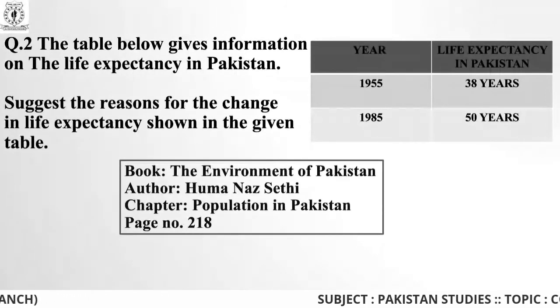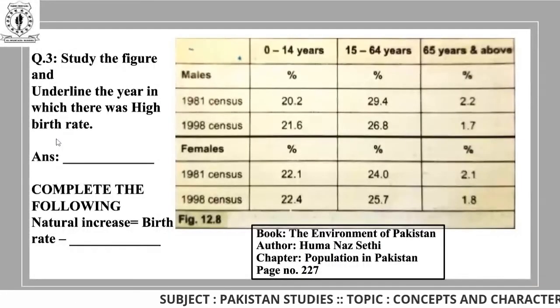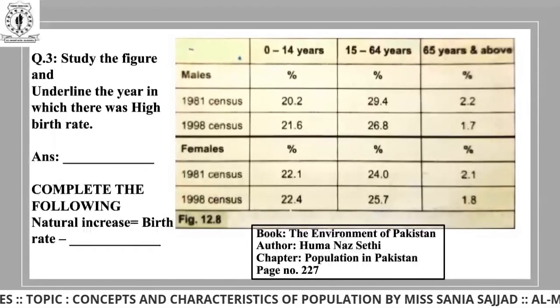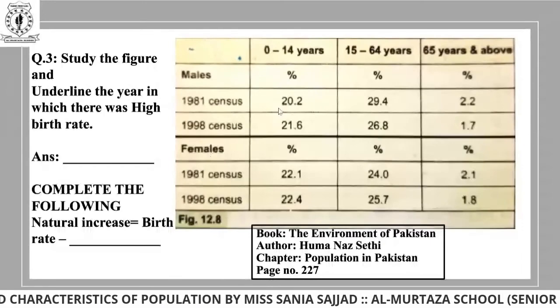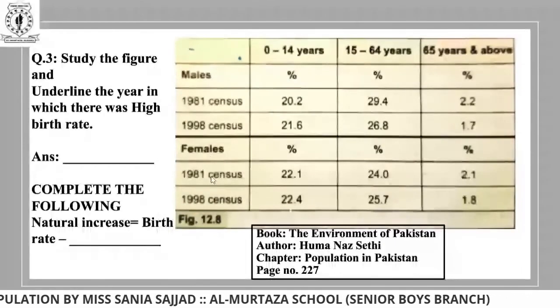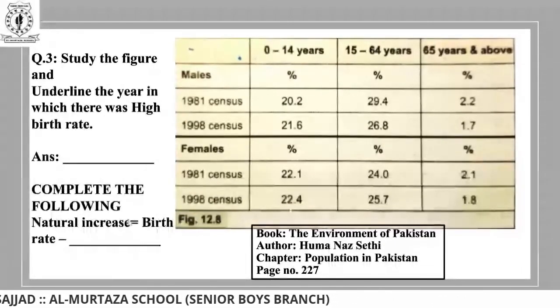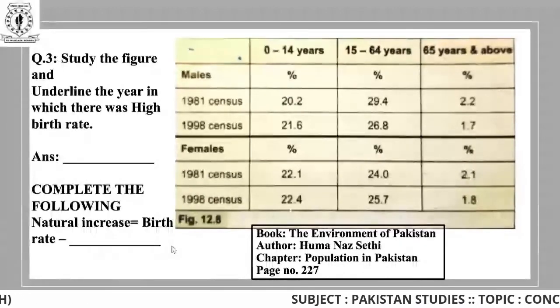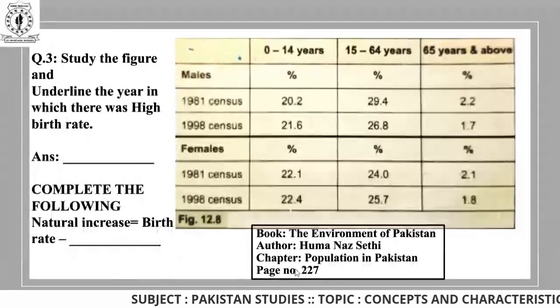Question number three, study the figure and underline the year in which there was high birth rate. You have to study it and then highlight where the high birth rate is, and then you have to complete the following. Natural increase is equal to birth rate minus what? So you have to fill this blank. The reference is given over here.